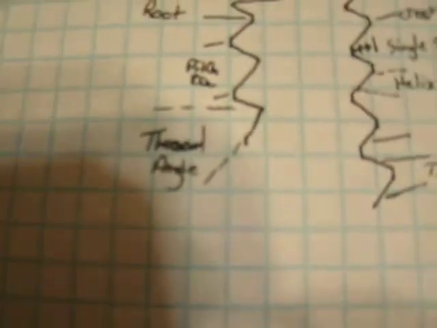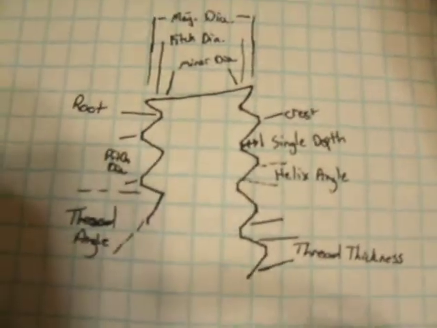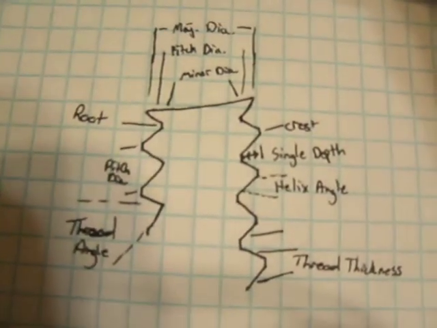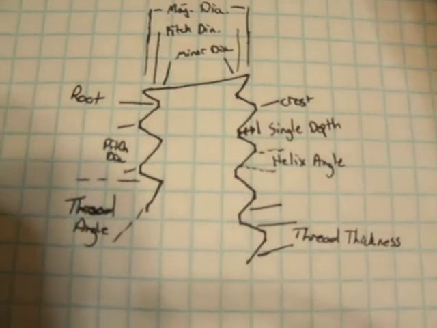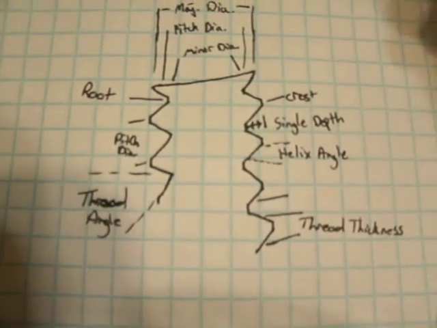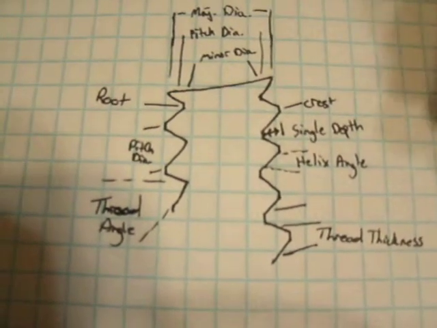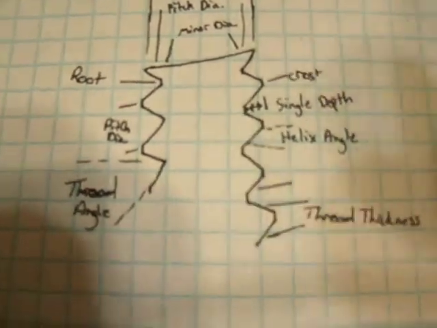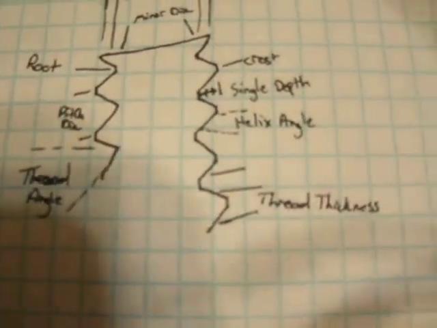Unified National Coarse has a 60 degree thread angle. There's 55 degree thread angles. There's all kinds, because like I said, there's hundreds of different kinds of threads out there. And if you've got a lathe, you can have a lot of fun making all kinds of different threads, and making nuts and everything to go with it. So just keep that in mind.